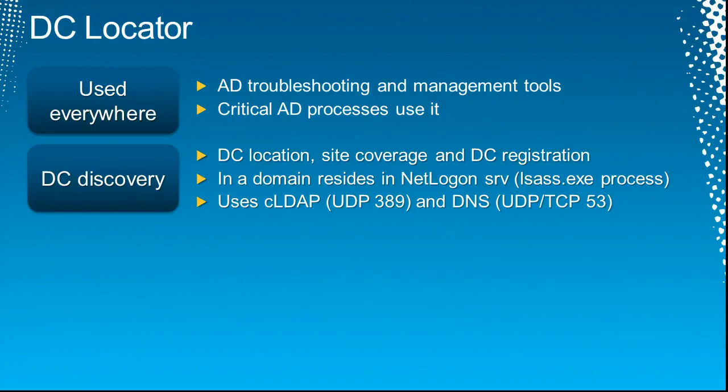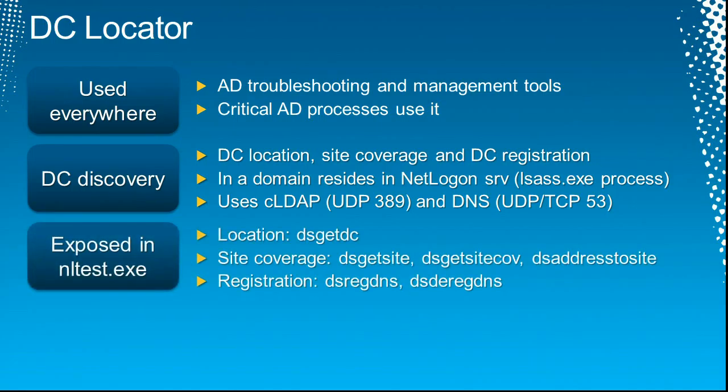As most of you maybe know, it resides in netlogon, runs in the LSASS process. And in terms of communication requirements, it uses UDP 389, which is what we call the LDAP ping. And I will talk more about this in the next slides. And of course, it relies heavily on DNS. Now, if you want to have a hands-on experience of what DC locator actually does, you can just use nltest.exe.